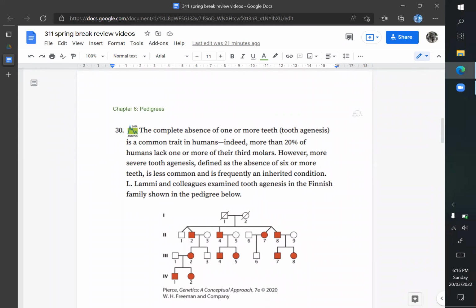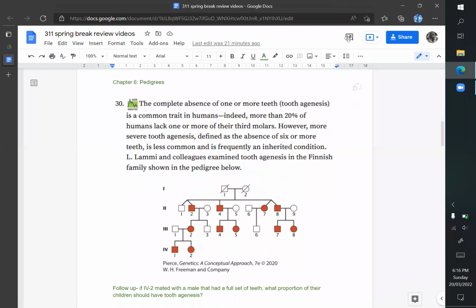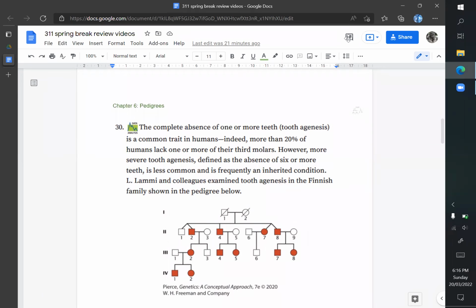Moving on to pedigrees. In this pedigree, we are looking at tooth agenesis in humans. Severe tooth agenesis, defined as the absence of 6 or more teeth, is less common and is frequently an inherited condition. We can see the pedigree below of a Finnish family that exhibit tooth agenesis. What is the most likely method of inheritance in this pedigree?